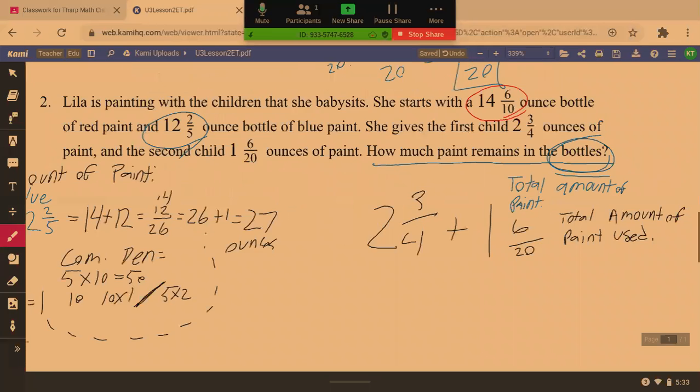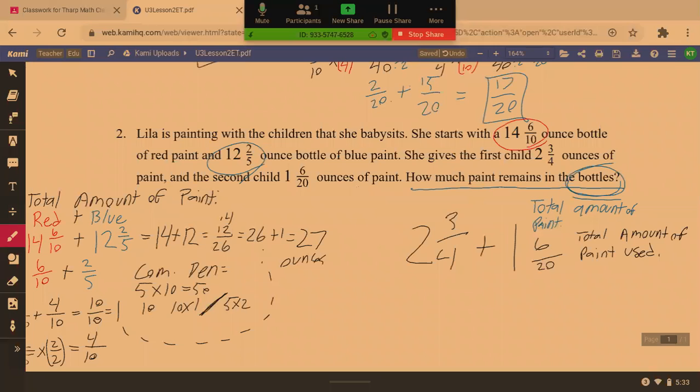So what we could do is 27 minus 2 3/4. We'll find that answer, and then we could do that answer minus 1 6 over 20. We could do that. But what I'm going to do is figure out the total amount of paint used and then just subtract that from 27. Remember, there are many paths that lead to the top of the mountain, so you could do it both ways.